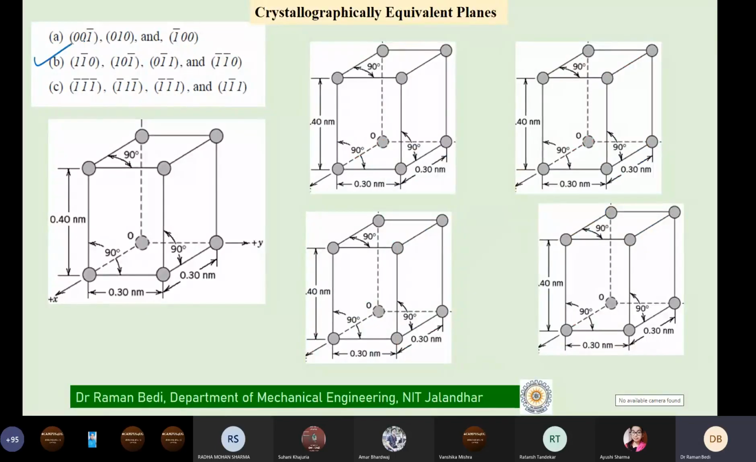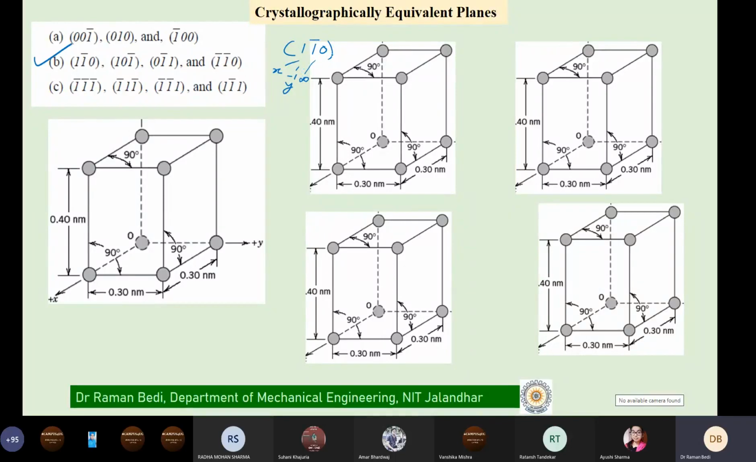So now I am looking at the second problem here, which is B. There are four planes given here. The step will again be to index them first. So the first one we say is 1 bar 0. It has an intercept of 1 on the x, minus 1 on the y, and an intercept of infinity on the z, which means it is parallel to the z axis.